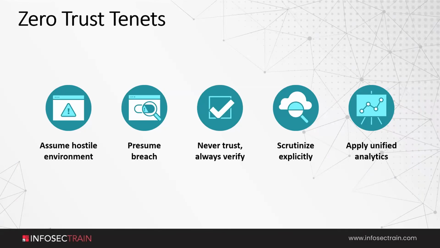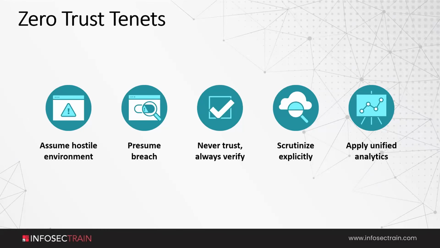Let me give an example. The word tenets means the fundamental guiding principles. So these are the core rules that guide organizations on how they can design and operate their security systems. These are the foundation building blocks of zero trust. The first is what we call assume a hostile environment. That means think from a perspective that all your network, all your systems, all your users, and everyone is always under attack or at risk.